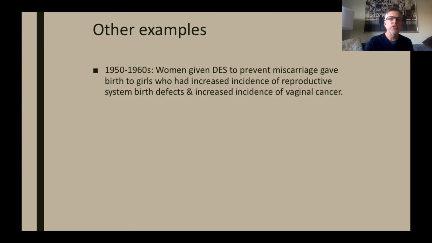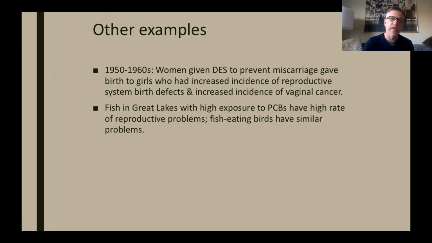Some other examples. In the 1950s and 1960s, certain women who were pregnant were given a drug called DES, diethylstilbestrol, to prevent miscarriage. And when the daughters of these women were looked at, there was an increased incidence of reproductive system birth defects and an increased incidence of vaginal cancer later in life. So here is an example of a chemical that acted as an endocrine system antagonist and caused birth defects and increased cancer later in life.